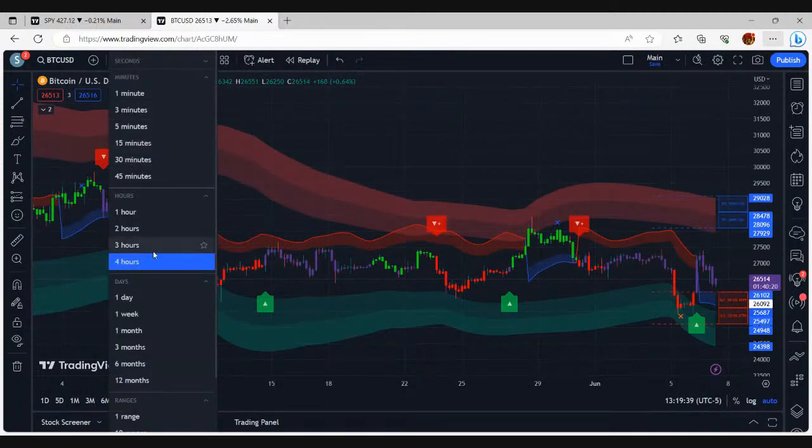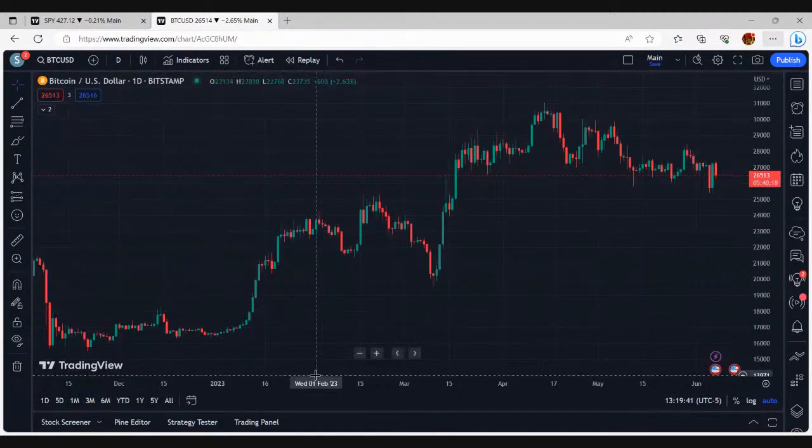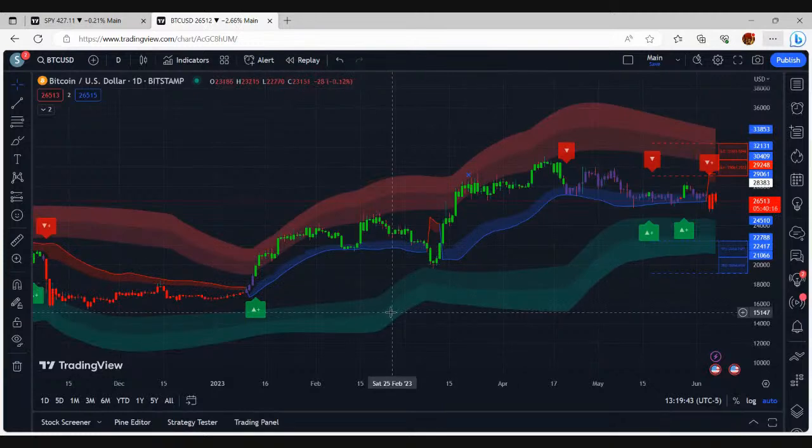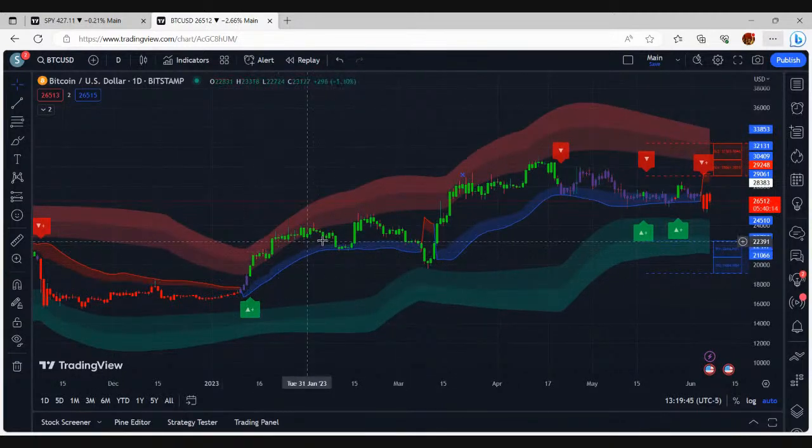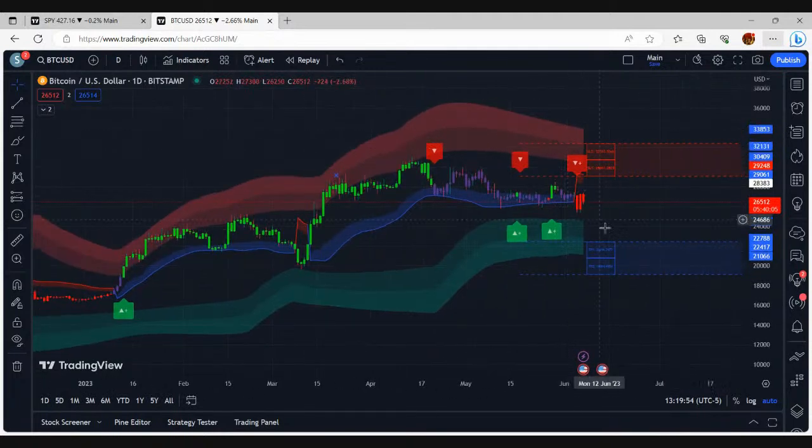I'm guessing you want longer than 4 hours, so let's put it on daily. So you can see it called this nice upswing for a while on the daily, pretty well. Called these downs. Sideways here though, and you can see that Lux is struggling to really say much about it, but it does look like it's turning bearish here on this particular section.